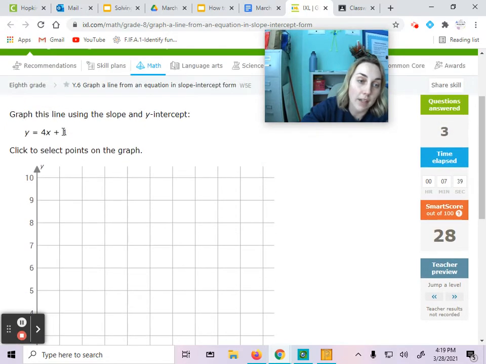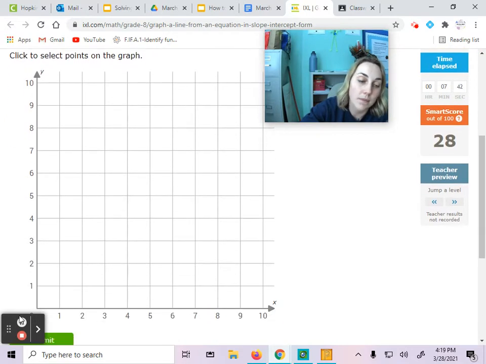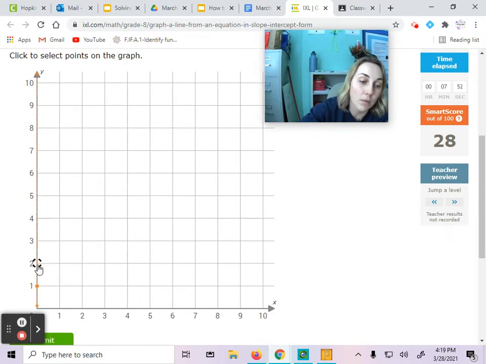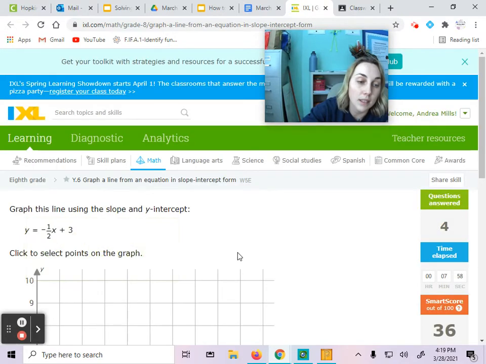All right, same thing here. I'm going to find my y-intercept first. It's positive 1. So here's 1 on the y-axis. And I'm going to rise 4 times, and my slope is going to be 4 over 1 because 4 is by itself. So I'm going to rise 4 times. 1, 2, 3, 4, and I'm going to run 1 time. Plot my second point, and I'm done.